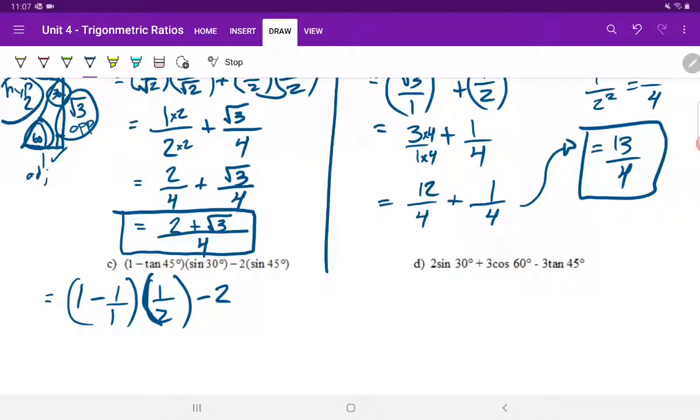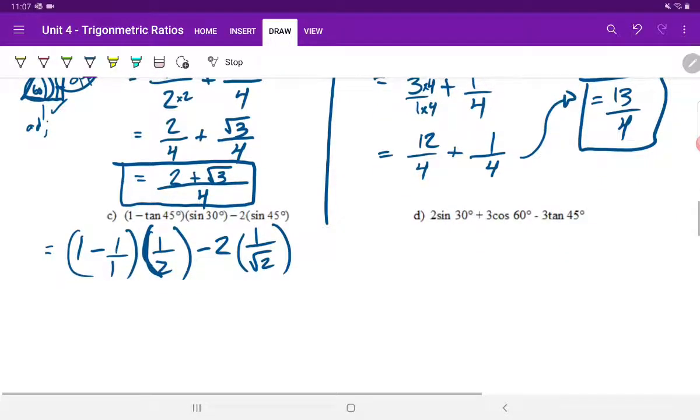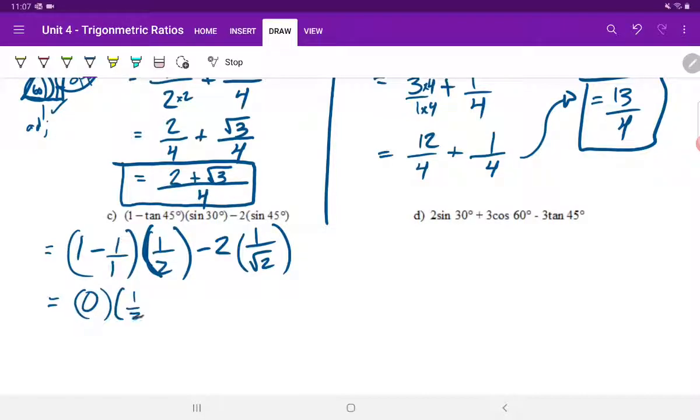Minus 2 times sine of 45, well, we did that two questions ago. Sine of 45 is 1 over square root of 2. So now what we need to do is use our knowledge of multiplying whole numbers times fractions, and then simplify. So we end up getting 0 times a half here. I know that's going to be 0.